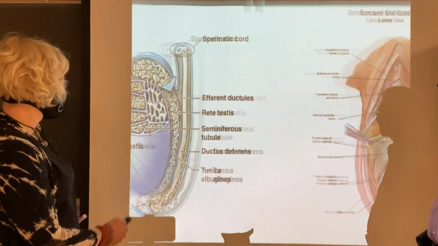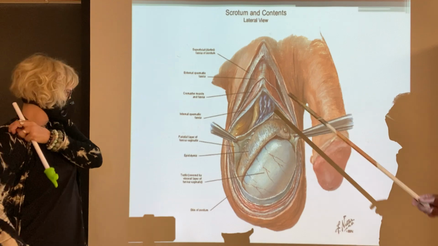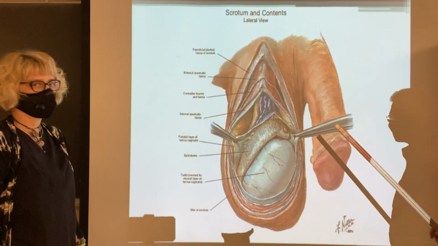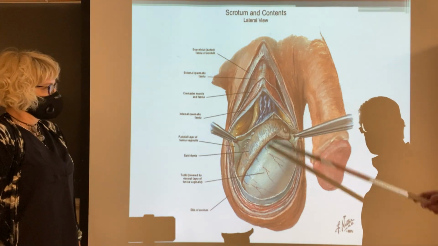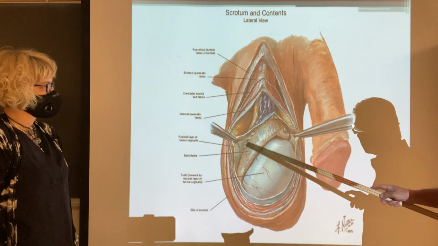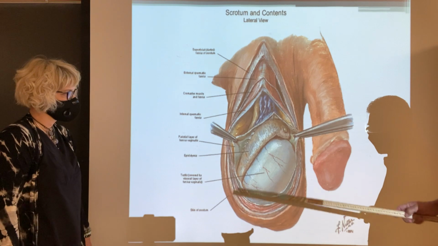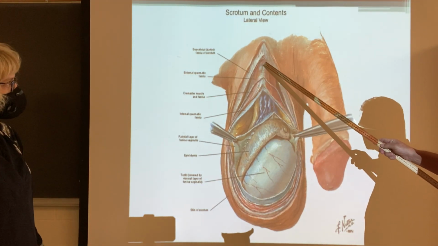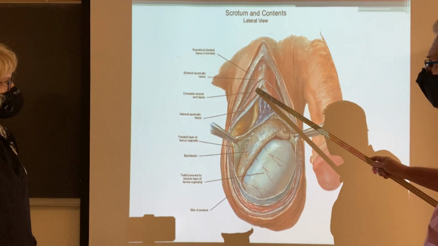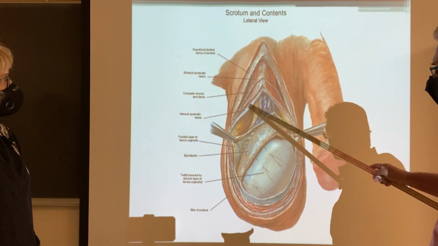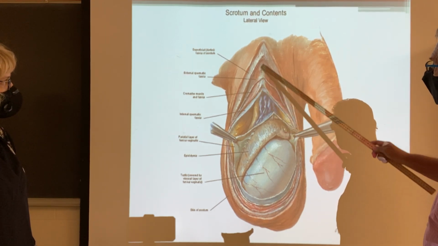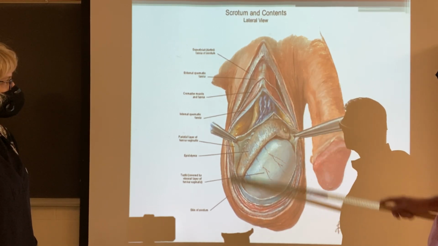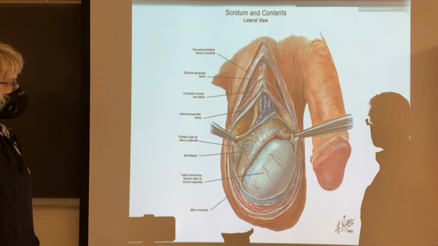Next slide. All right, and here again we have a lateral visualization of a cadaver specimen showing some of the structures. Of course, in this particular case, we can see the cremaster muscle here. That is an extension of the internal oblique muscle.